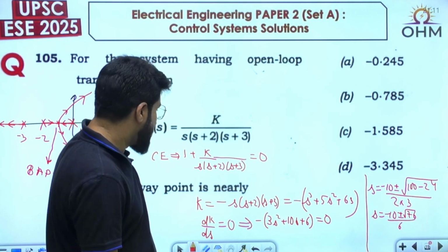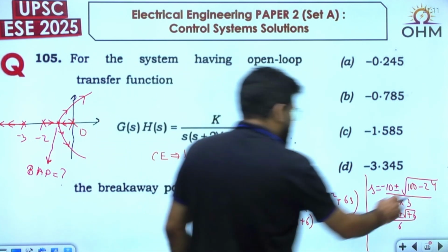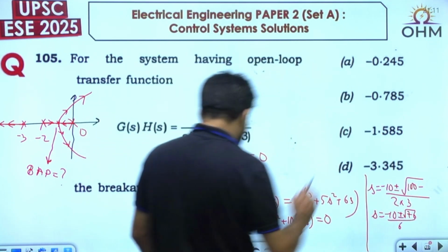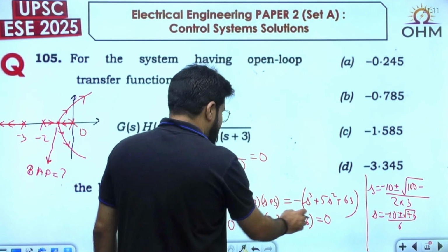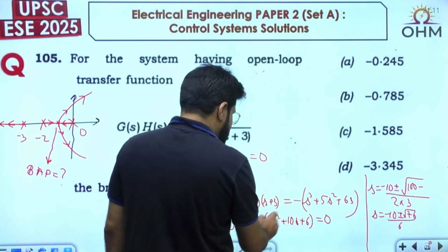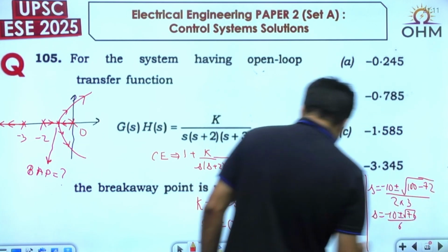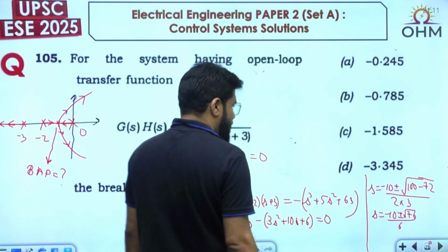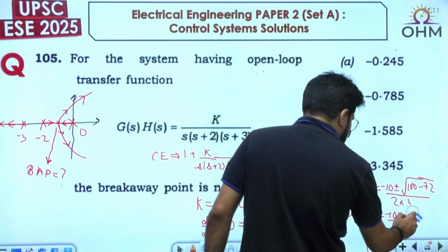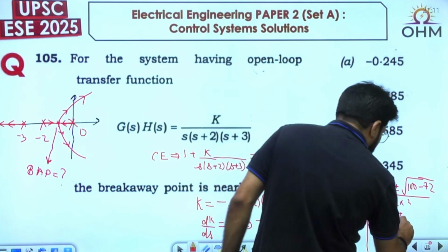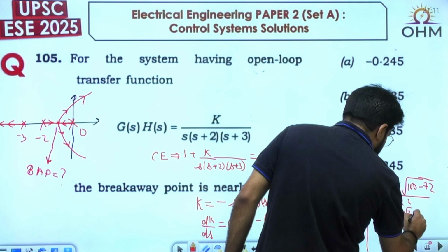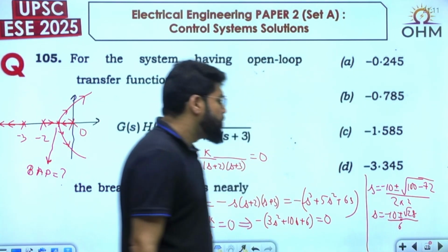Okay, let me check the calculations. Oh, I think, yeah, this calculation has gone wrong because otherwise options are not matching. Sorry, my b square minus 4ac. So 4ac here is 72 actually. I forgot to multiply it by 3. 4ac. Correct. Now it is 72. So what is left here is under root of 28. Under root of 28. Okay.